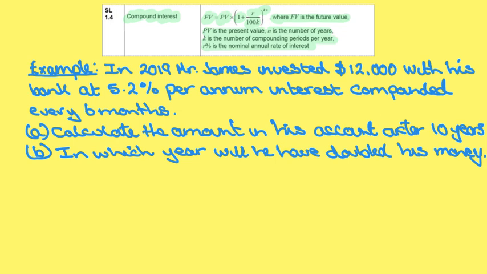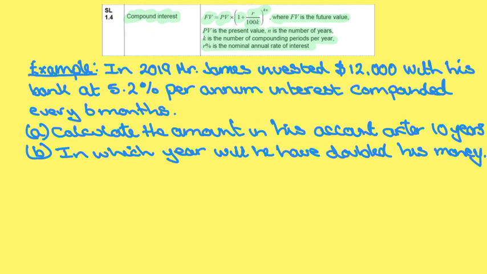Let's look at a typical exam question. In 2019, Mr. James invested $12,000 with his bank at 5.2% per annum. Interest compounded every 6 months. A. Calculate the amount in his account after 10 years.